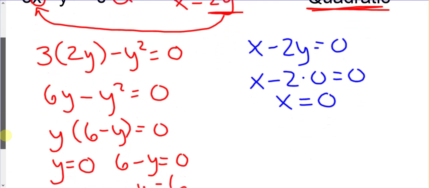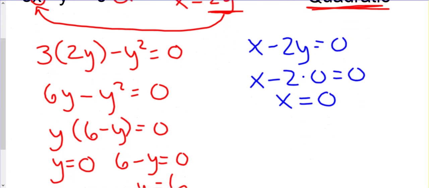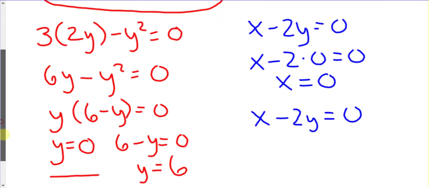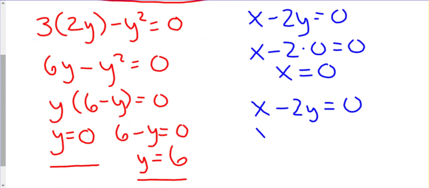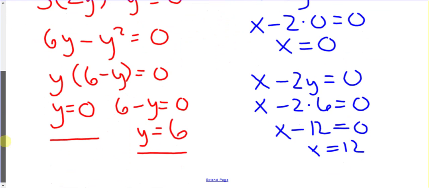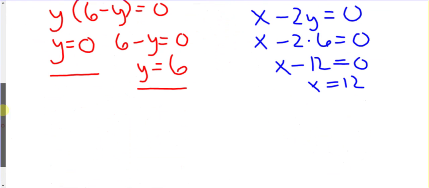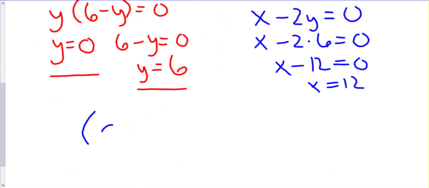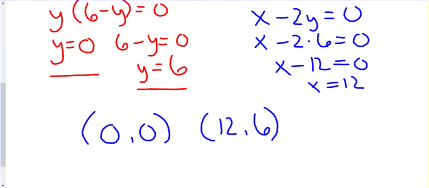To find my second x value, I'm plugging in again to the same equation. x minus 2y is equal to 0. So I'm going to substitute in a 6. So I get x minus 2 times 6 is equal to 0. x minus 12 equals 0, so x is equal to 12. Giving me my two ordered pairs, or solutions, here are going to be (0, 0) and (12, 6) for both of my solutions.